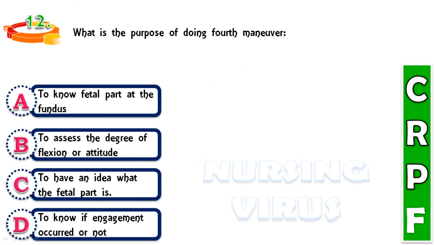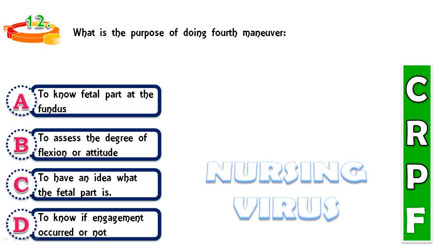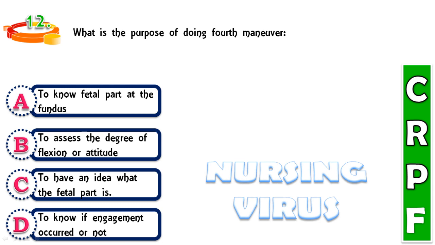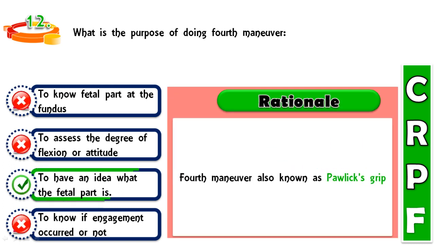And 12th one, what is the purpose of doing the fourth maneuver? A. To know the fetal part at the fundus. B. To assess the degree of flexion or attitude. C. To have an idea what the fetal part is. D. To know if engagement occurred or not. So the correct answer is to have an idea what the fetal part is.